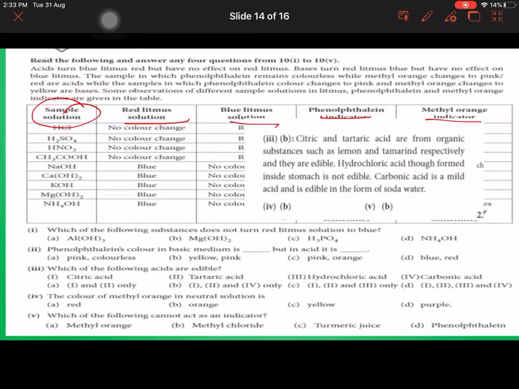You can see from the table also, which of the following substances does not turn red litmus blue.